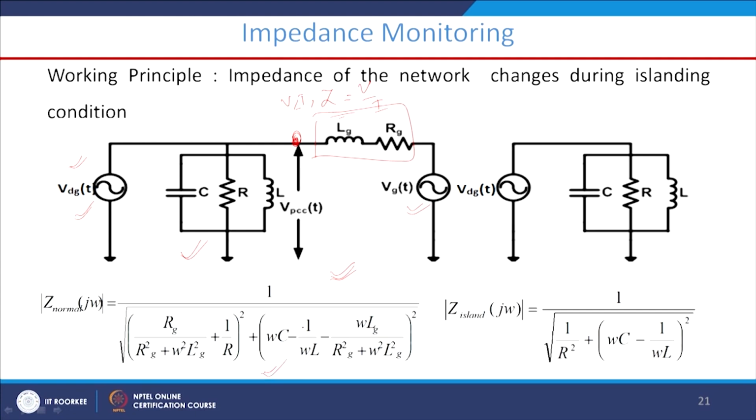If we isolate the grid, as in this second figure, the grid is absent. Again we measure V and I and the corresponding impedance, and it will come out different. That means, due to the change in impedance values, we can always declare whether this microgrid is in islanded mode or in grid connected mode. That is the meaning of this impedance monitoring based technique.